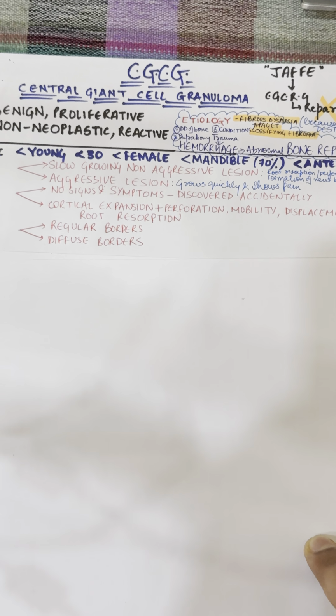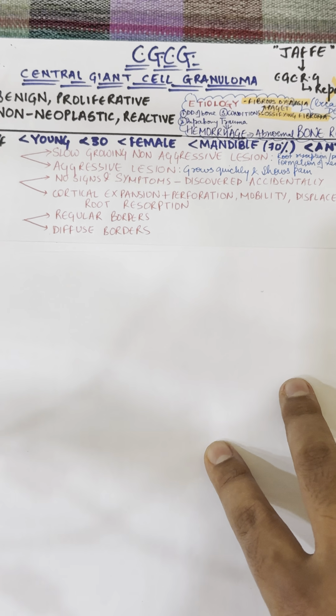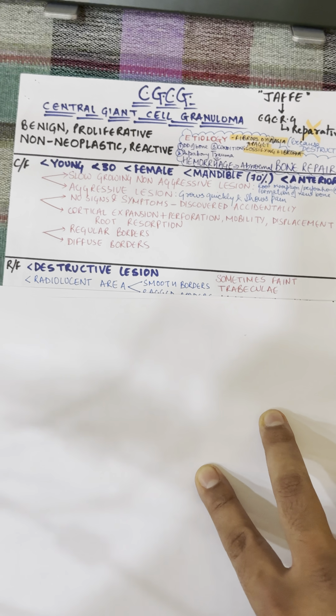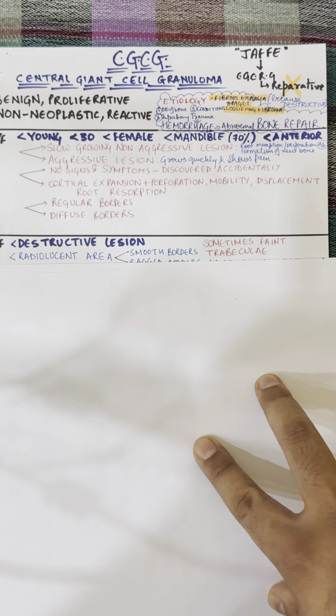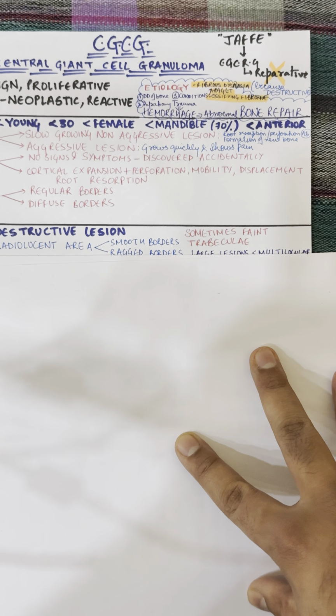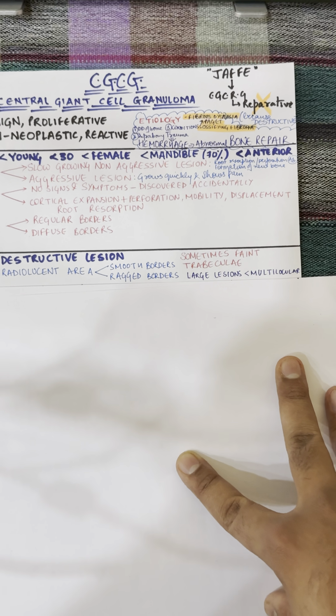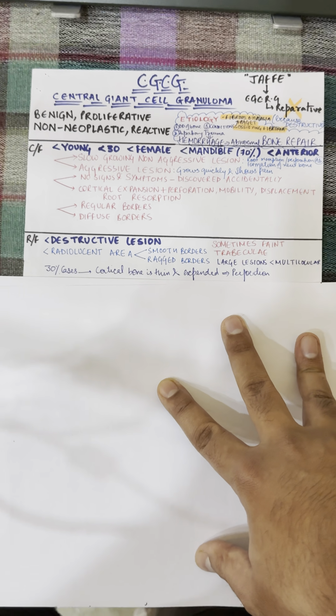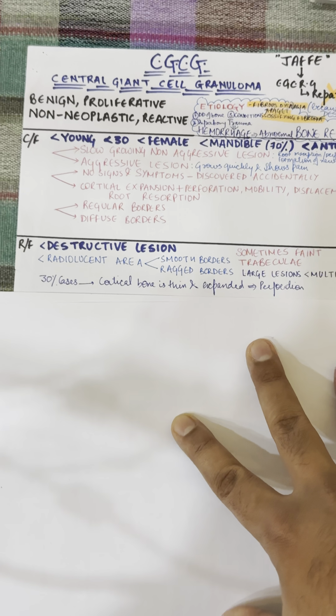And coming to its borders, according to borders it can be of two types: the regular borders or the diffuse borders. Then coming to its radiographic features, it might be mostly a destructive lesion, and a radiolucent area is mostly present with either smooth borders or ragged borders. Sometimes faint trabeculae might be present, and the large lesions are usually multilocular. Then in 30% of cases there is a thin cortical bone that is expanded, causing a perforation.